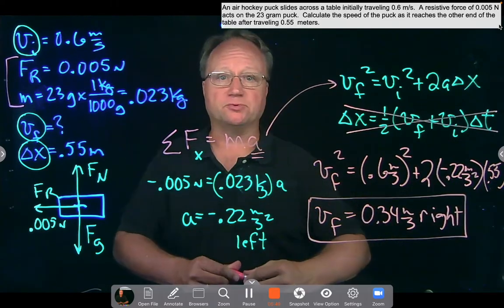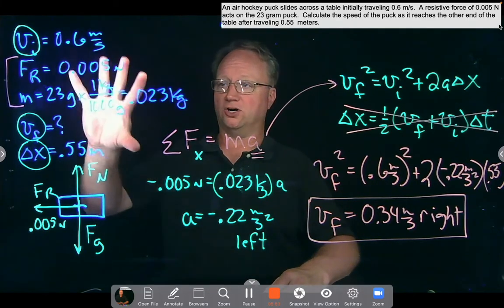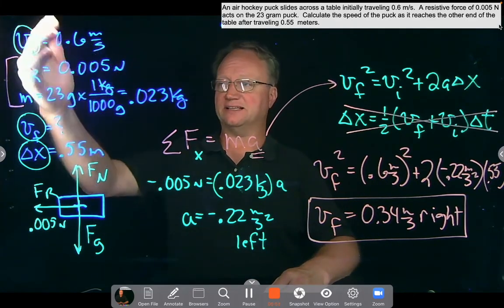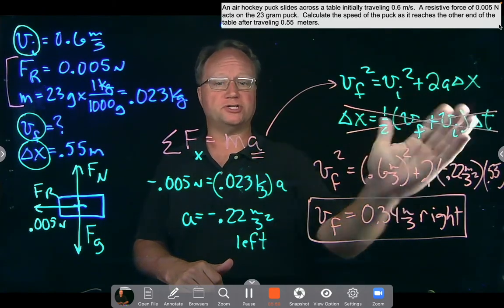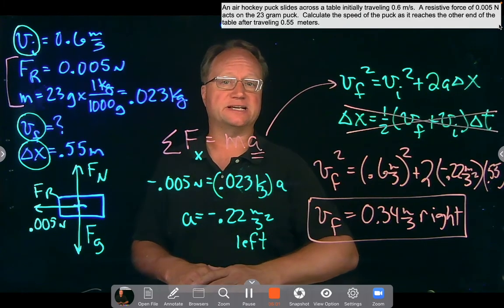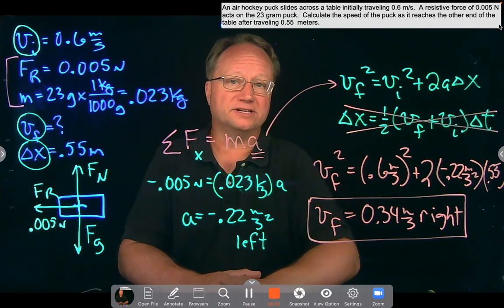Sometimes when we're analyzing motion, we have to pull several different tools. Always list out what you're given and let it suggest the way you're going to go. We ended up going to motion equations and using Newton's second law to be able to solve for the quantity we were looking to find.